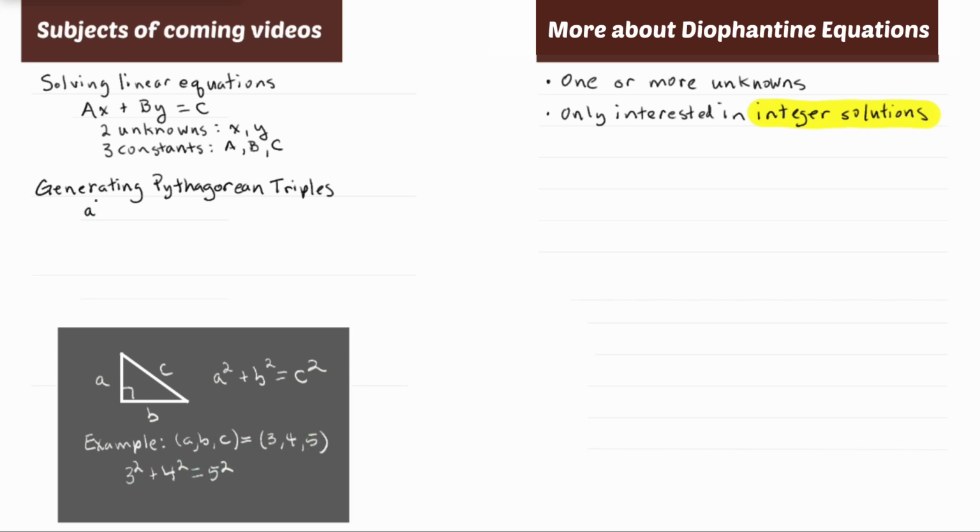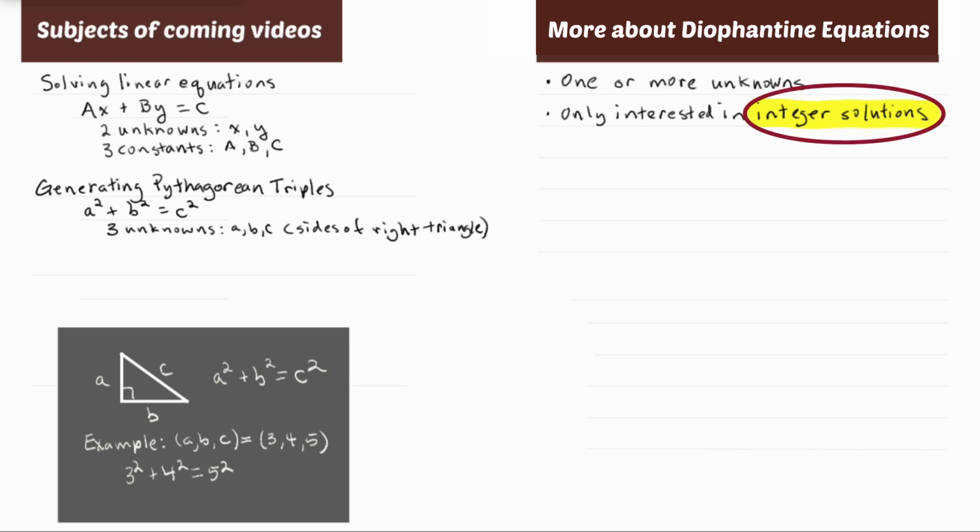So, the equation is a squared plus b squared equals c squared. There are three unknowns, a, b, and c, the sides of a right triangle. In coming videos, we'll see how to use simple continued fractions to generate Pythagorean triples. In other words, integers a, b, and c that satisfy the equation. The next subject is decomposing Pythagorean primes.